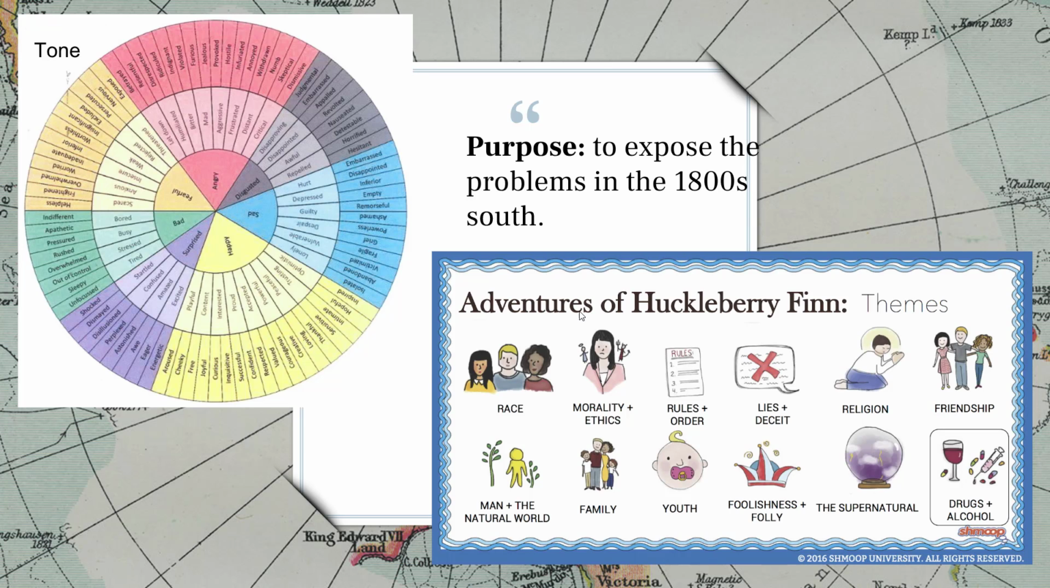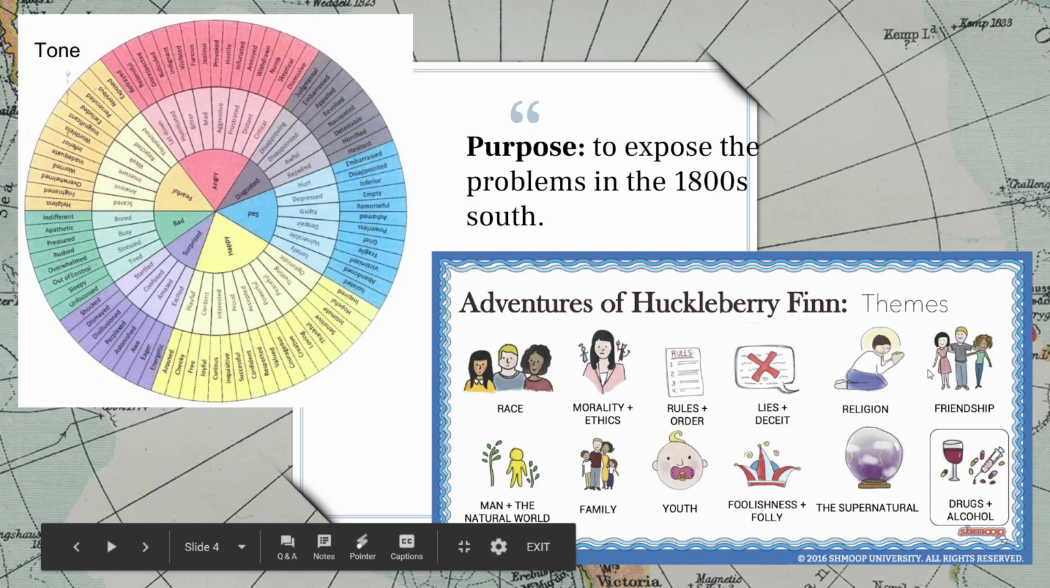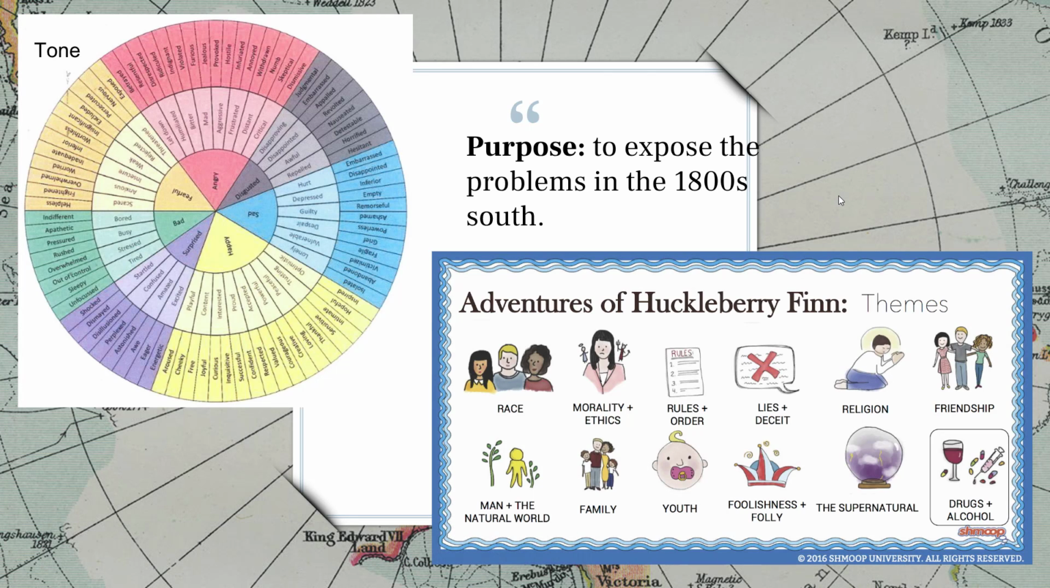Some possible themes, and there are many more, but this is just a visual for you. Friendship, religion, race, morality, and ethics, yada, yada, you can read. Drugs and alcohol, I would totally avoid that, because that's really not something that I think is going to support your essay. And it's something that you shouldn't even do in life. So, lesson learned.